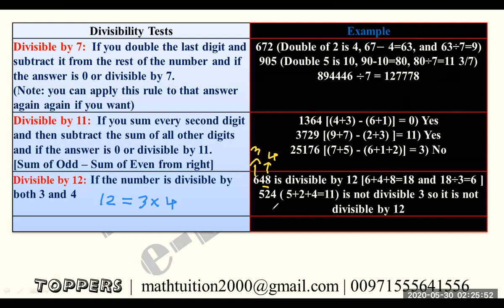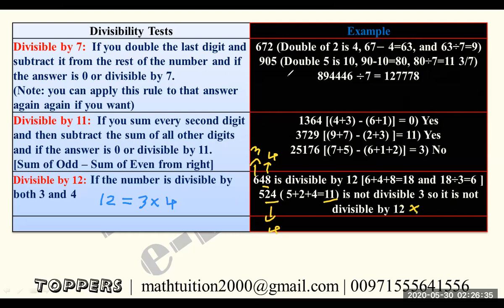Okay. Now let us take another example, 524. Is it divisible by 12? First check whether it is divisible by 3, and if it is, then check 4. Or you can check 4 first and then 3. Since the last two digits are 24, it is divisible by 4. 6 fours are 24. Now let us check for 3. 5 plus 2 plus 4. 5 plus 2 is 7. 7 plus 4 is 11. 11 is not divisible by 3, it does not come in the multiplication table of 3. So it is not divisible by 3, so it is not divisible by 12.